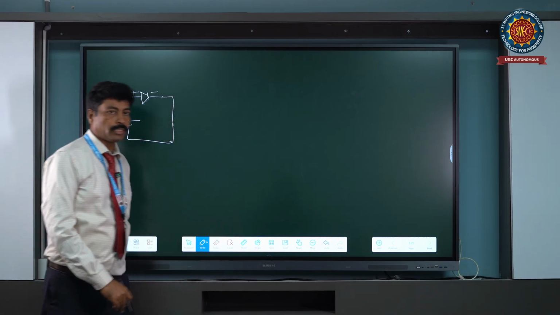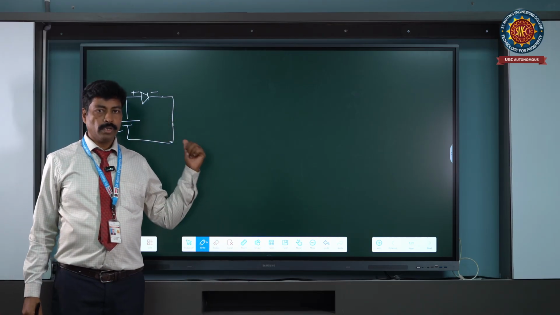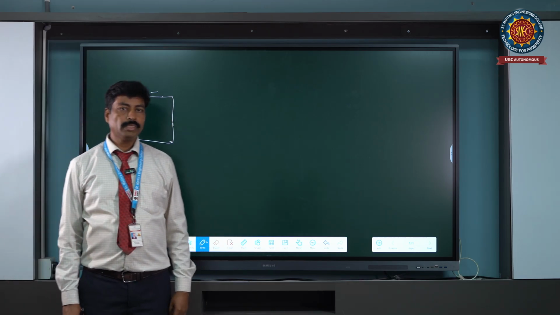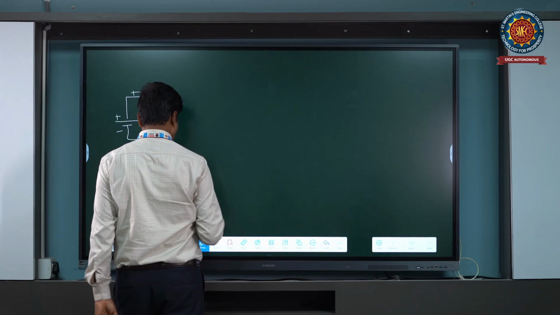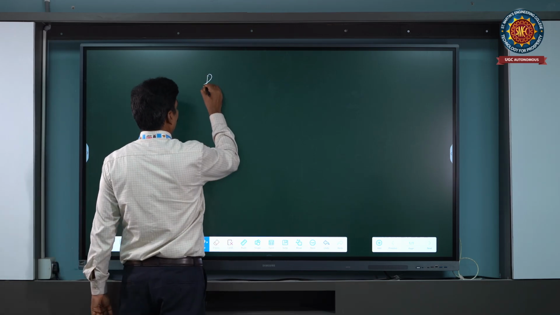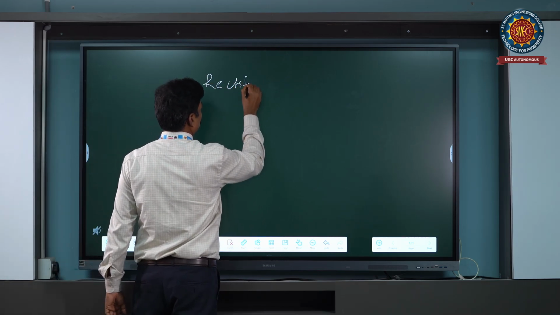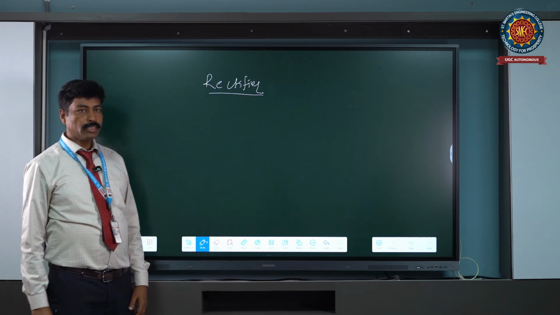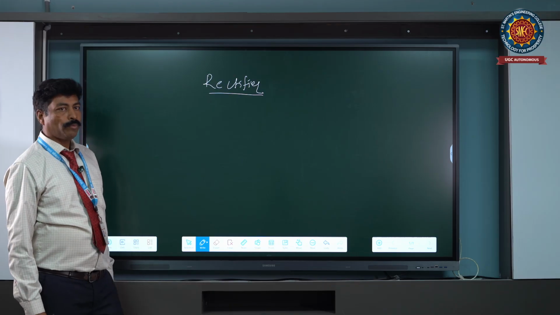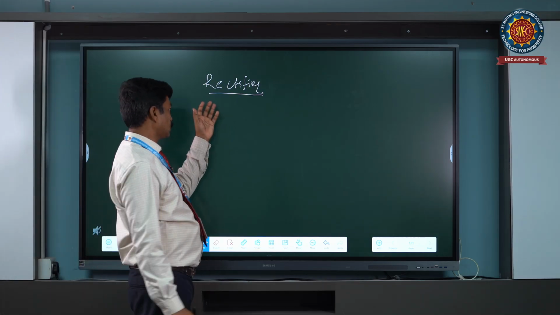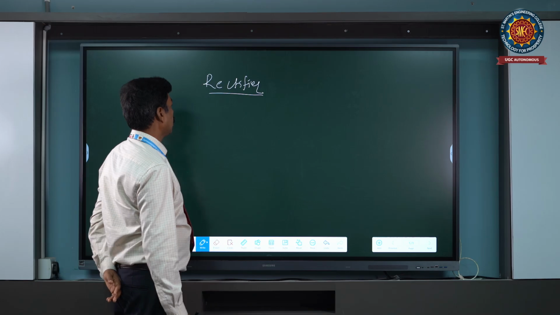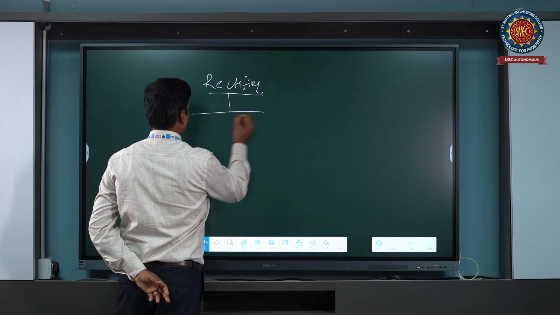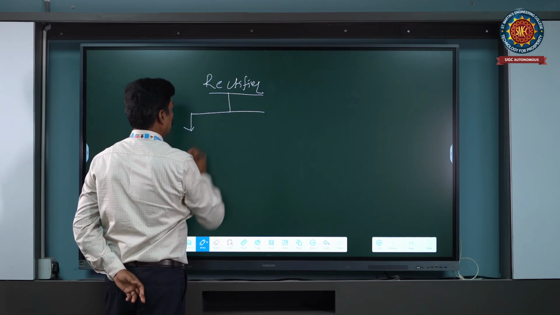One application of the diode is the rectifier, which is my topic. What is meant by a rectifier? A rectifier converts AC voltage to pulsating DC voltage. That is called a rectifier, and there are three types of rectifiers.